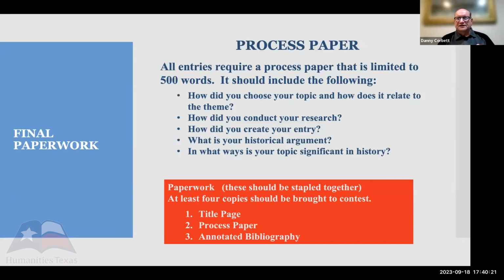And so once they're finished with everything, their paperwork consists of a title page, a process paper, and an annotated bibliography. And that's for all entries. Now, with some entries, that won't be in paper form. For example, in a website, that's all put on their website. The title is on the homepage of their website. Their process paper and bibliography are linked on their website. But the other categories, typically it's a paper copy that's brought with them to contest, although we are having them upload some of those things in the registration process.